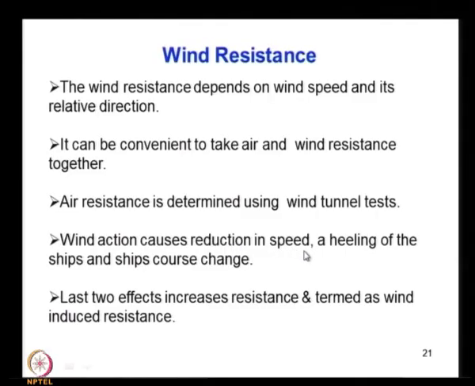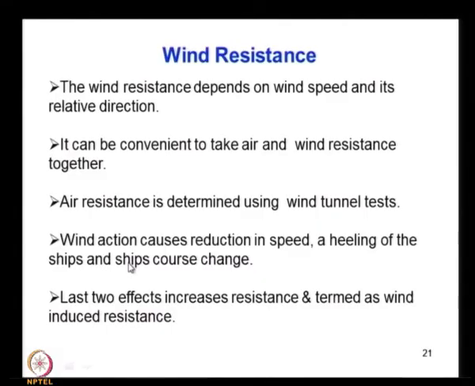Wind action causes a reduction in speed. When a wind is acting, coming from nature, it causes a reduction in speed: if it is opposing the ship moving forward, then the speed reduces because it is blocking it. There is a blockage due to the wind action. Then there is heeling of the ship. When the wind acts from the side, the ship heels to one side, is it not?